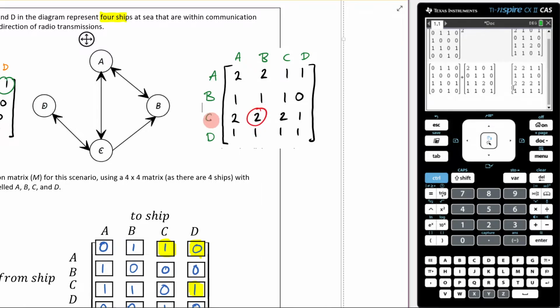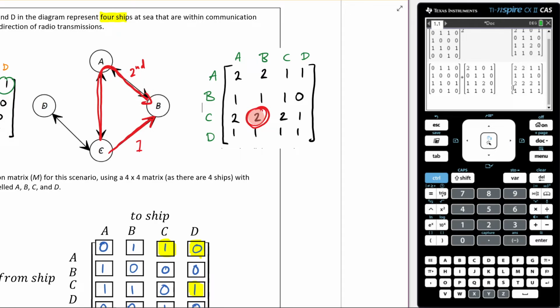This is saying that C can communicate with B two ways. So C can communicate with B. Well, it could just do this, right? It's got a one-step communication pathway. And then it could also talk to B by going to A, then there. This is a two-step communication pathway. So all up, there are two ways that C could talk to B. You've got this one step and you've got this two step. That's what that two represents.